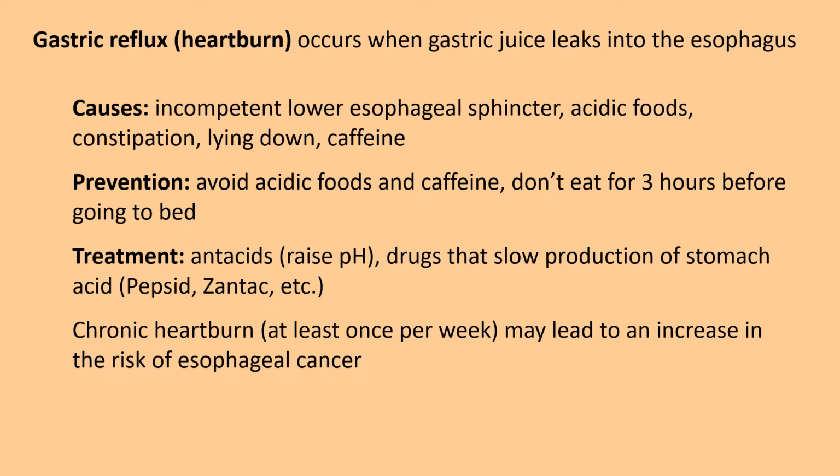And then treatments include antacids. These are over-the-counter medications that can raise the pH of gastric juice. So maybe you drink sort of like this chalky fluid like Mylanta. That's going to help raise the pH of gastric juice so it becomes less dangerous to your esophagus. And then there are also over-the-counter drugs that slow the production of hydrochloric acid, slow the production of that acidic gastric juice.